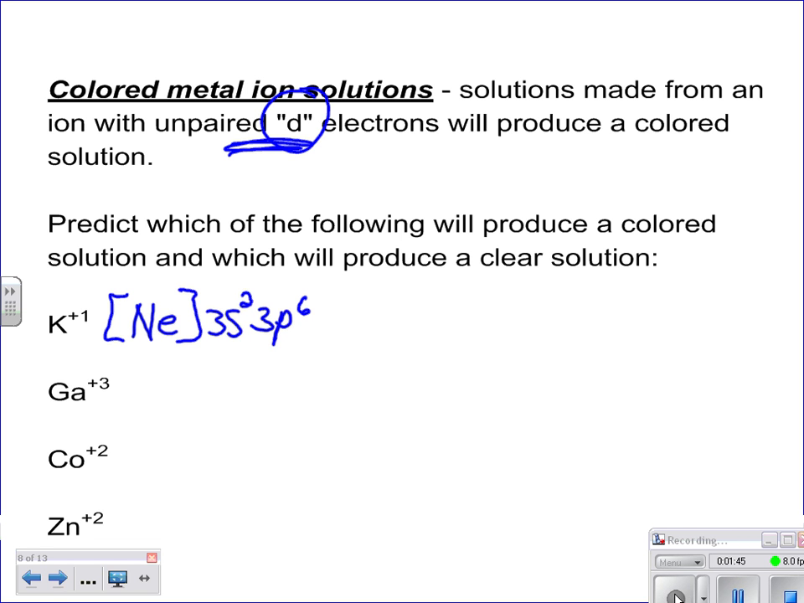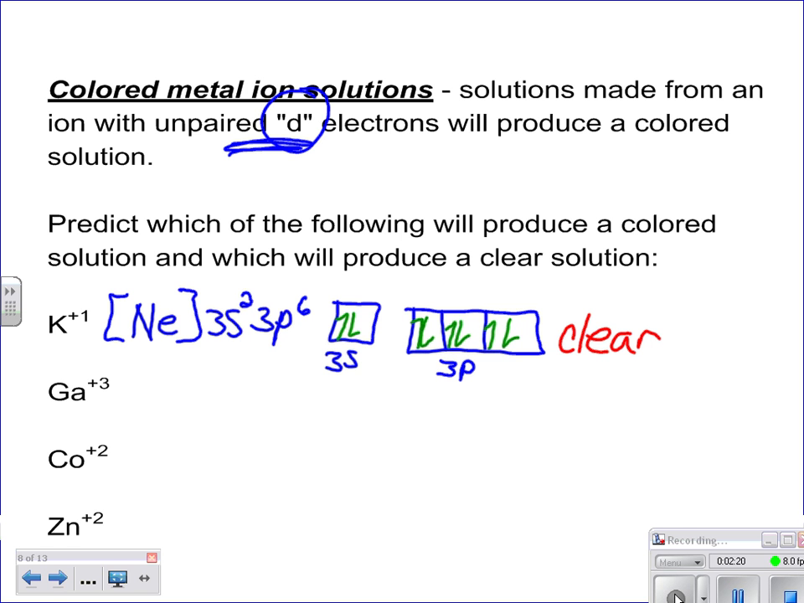So if we were to think about our spin diagrams, you would have your 1 orbital here for your 3s, and you've got 3 for your 3p. So when you look at your arrows, it's up, down, up, up, up, down, down, and down. So the question is, do you have any unpaired d electrons? No, you don't even have any at all. So there's no d electrons to even worry about. So in this case, we would expect this to be a clear solution because there are no unpaired d electrons.